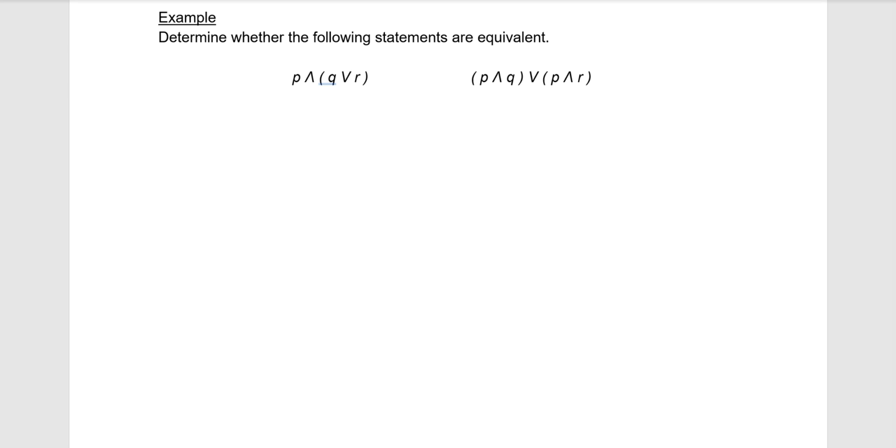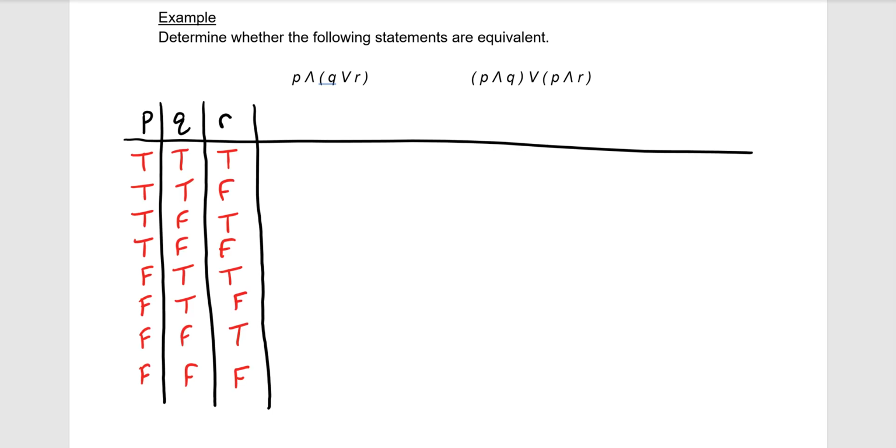So let's go ahead and set up this truth table with three statements. It's going to give us 8 cases as usual. Okay, so we have our typical 8 cases here for using 3 statements. And what I'm going to do is create both of these answer columns on the same truth table here. So let's take a look at what we need now.